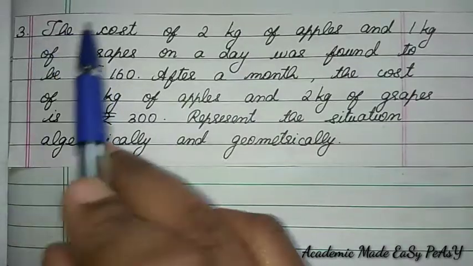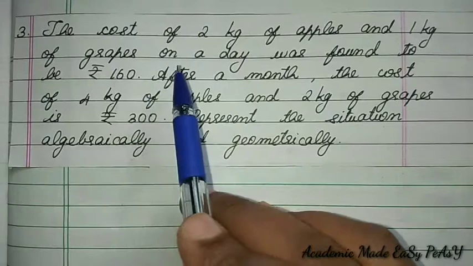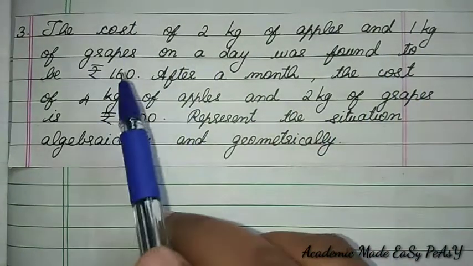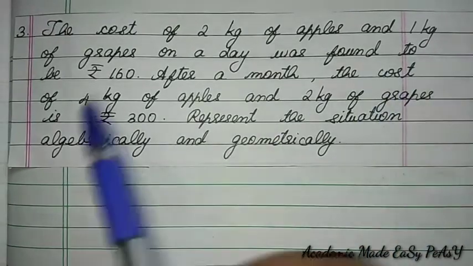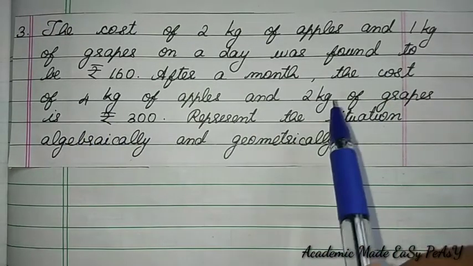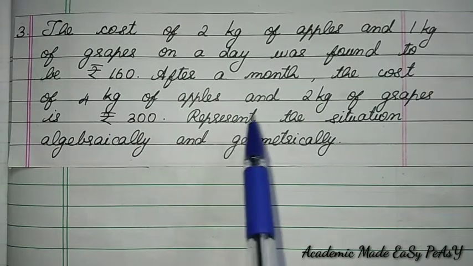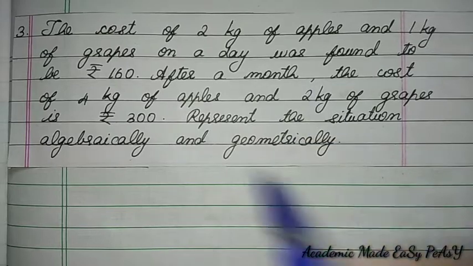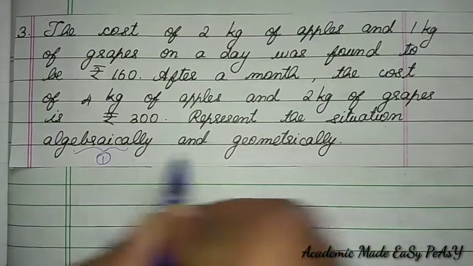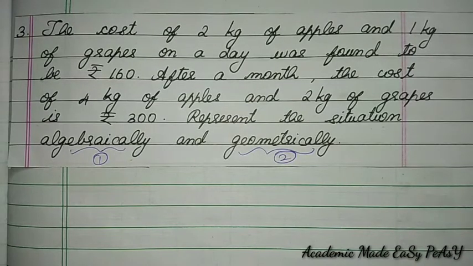Question 3. The cost of 2 kg of apples and 1 kg of grapes on a day was found to be rupees 160. After a month, the cost of 4 kg of apples and 2 kg of grapes is rupees 300. Represent the situation algebraically and geometrically. So here also there are two parts. This is the first part and this is the second part. So now we have to highlight the important points.